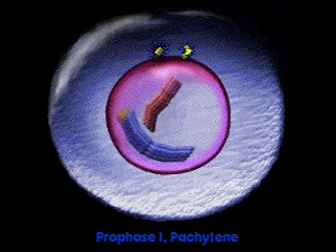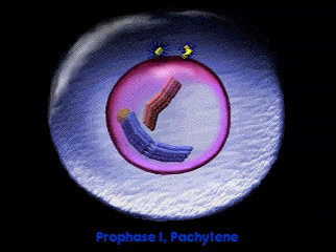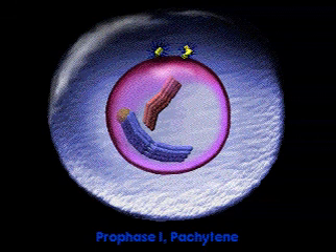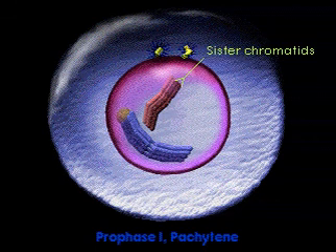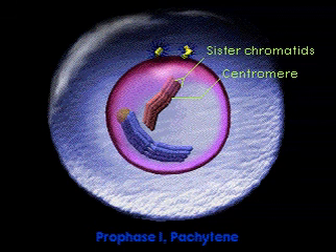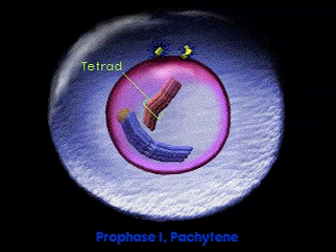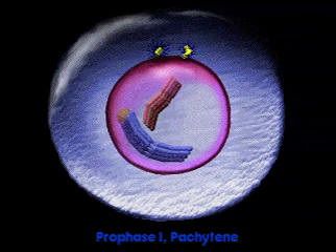As the chromosomes further condense in pachytene, each homolog of a synapsed pair is visibly doubled and can be seen to consist of two sister chromatids held together at the centromere. The group of 4 chromatids in a synapsed pair of homologs is called a tetrad or bivalent.